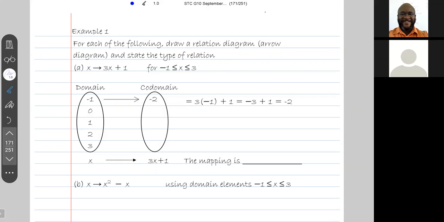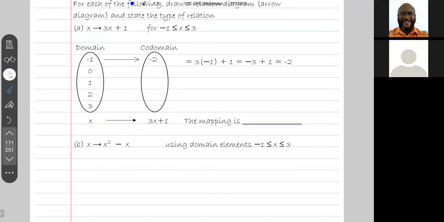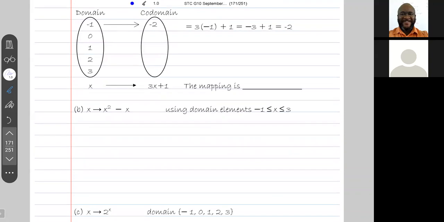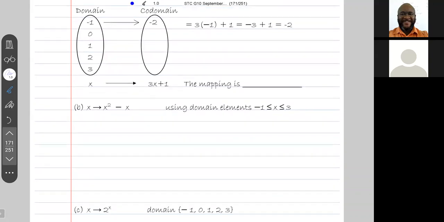Draw a relation diagram. And another name for a relation diagram is an arrow diagram. And state the type of relation, or in other words, state the type of mapping. I'm going to do B because it's a little harder than A. So I need to draw an arrow diagram for the relation x in the domain is mapped onto x squared minus x in the codomain.